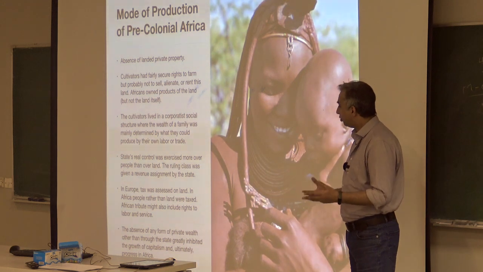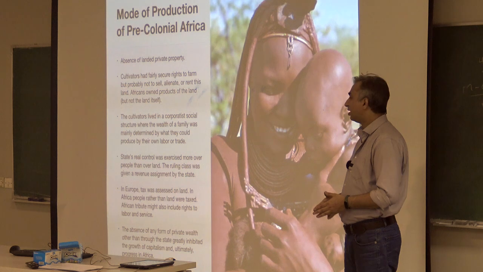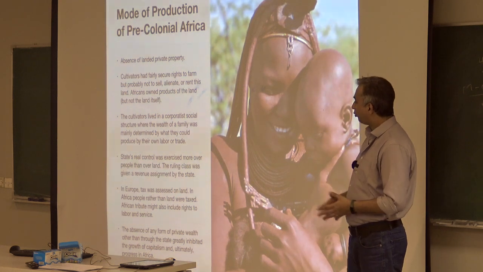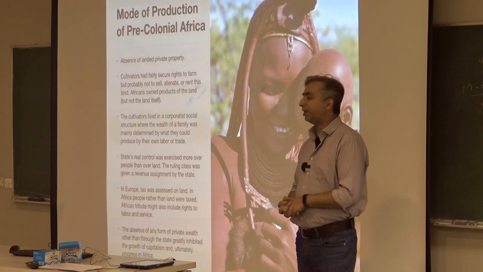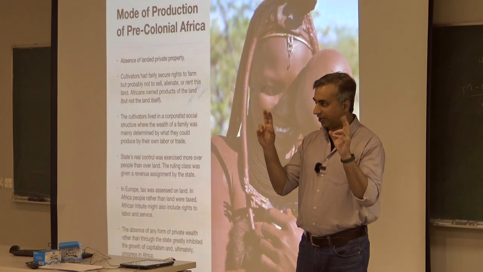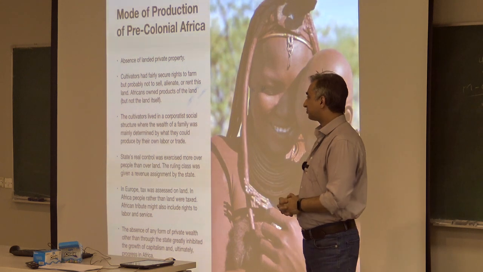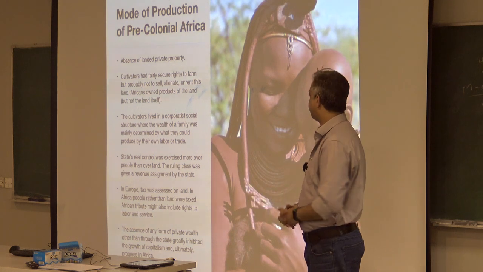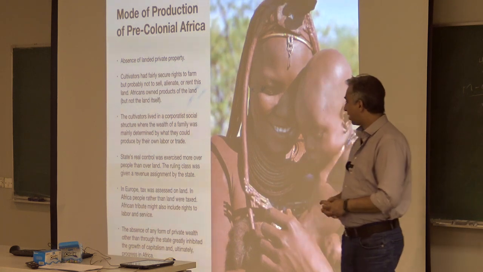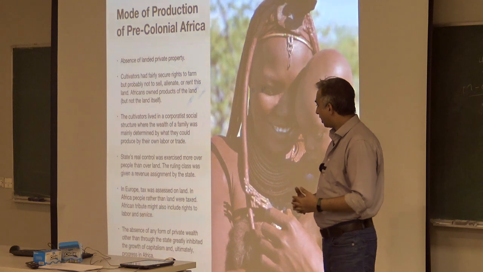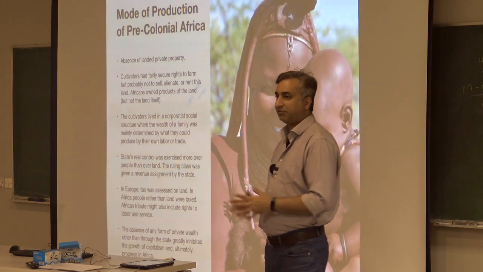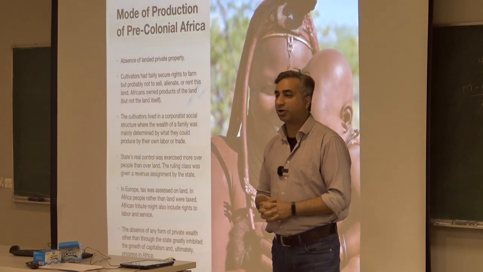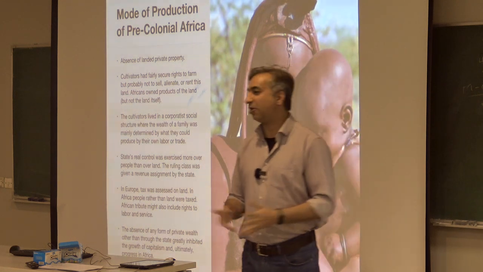So, for example, in Europe, tax was assessed on land. In Africa, people rather than land were taxed. An African tribute might also include rights to labor and service. So what we are calling here tax is actually a tribute, and it may also include that you have to do some work for the king. The absence of any form of private wealth, other than through the state, greatly inhibited, Thornton says, the growth of capitalism. And ultimately, he even says, progress in Africa. Maybe not, but that's his view.